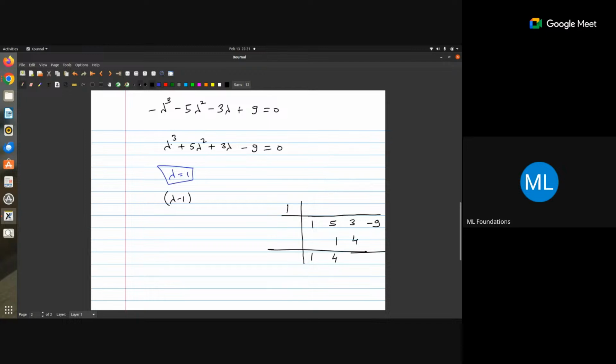This 1 is the solution, right? If I put 1 plus 5 plus 3, that is correct. Which method is this? You can find it out. You didn't use that method previously. No. We just divide the whole expression by lambda minus 1.